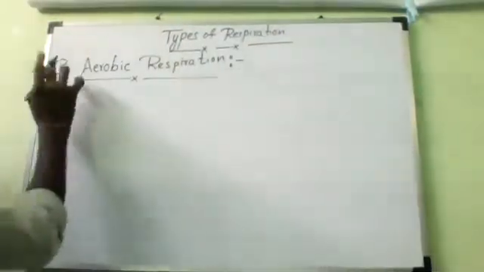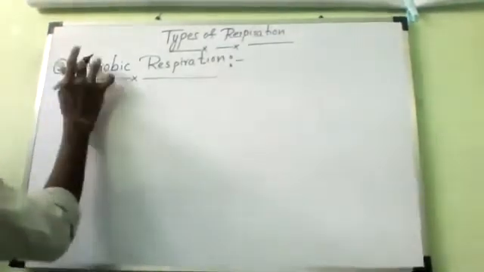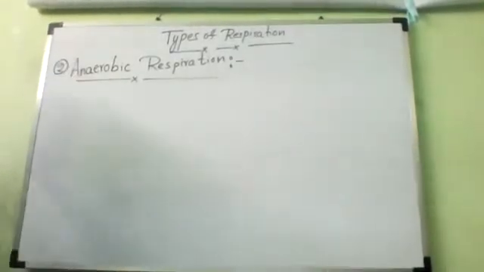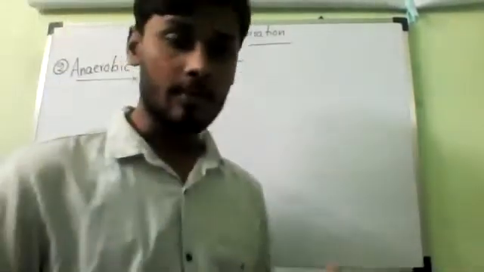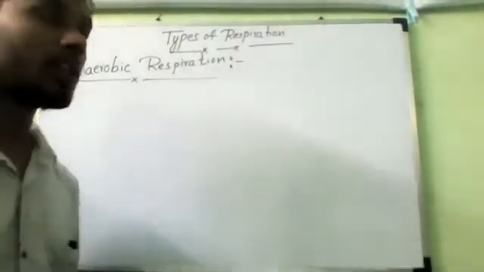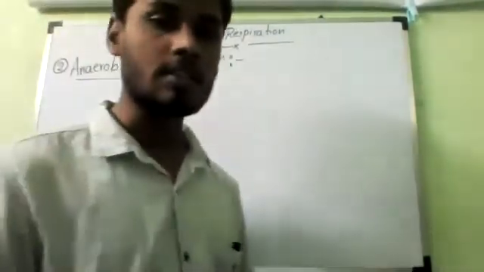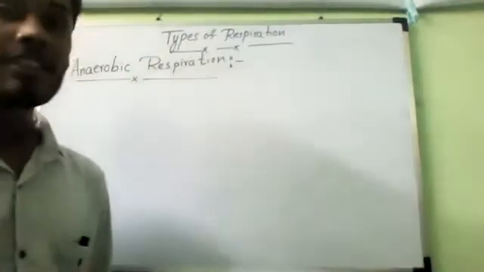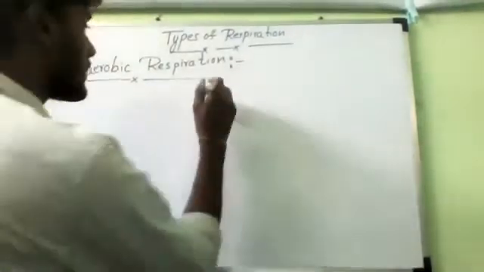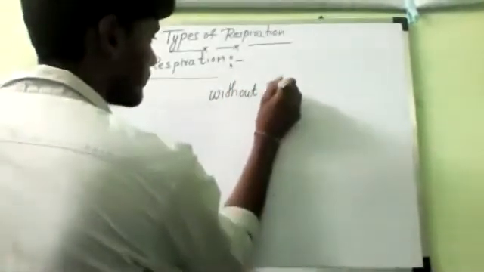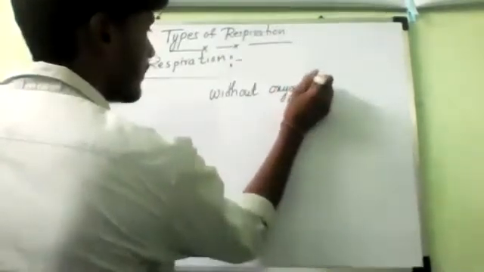Now let us go for the second method. What is the second type of respiration? Anaerobic respiration. As we know, it is just the opposite of aerobic respiration. The respiration which takes place without oxygen is called anaerobic respiration.